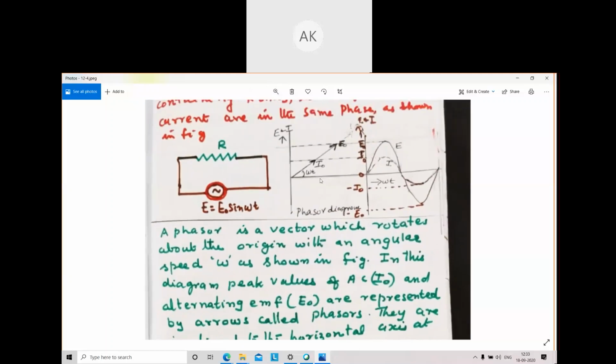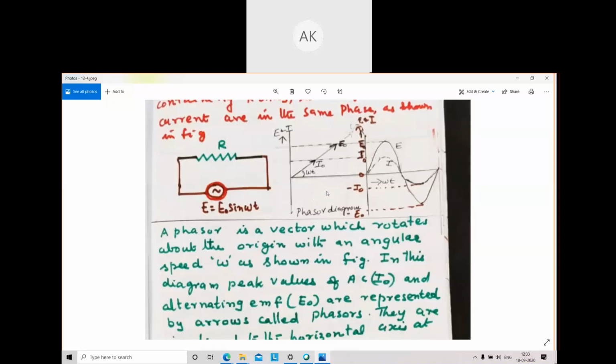See, phasor diagram. A phasor is a vector which rotates about the origin with an angular speed omega as shown in the figure. So a phasor is a vector quantity. This current and EMF are now expressed as vectors. In order to simplify, we have taken all these EMF and current as vectors, and we are drawing the phasor diagram. This diagram is known as the phasor diagram.